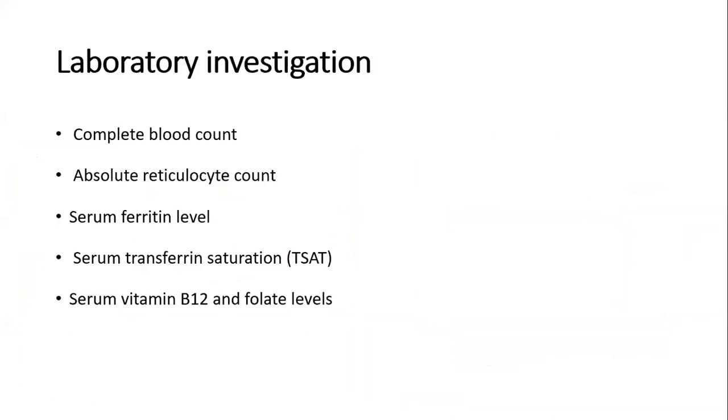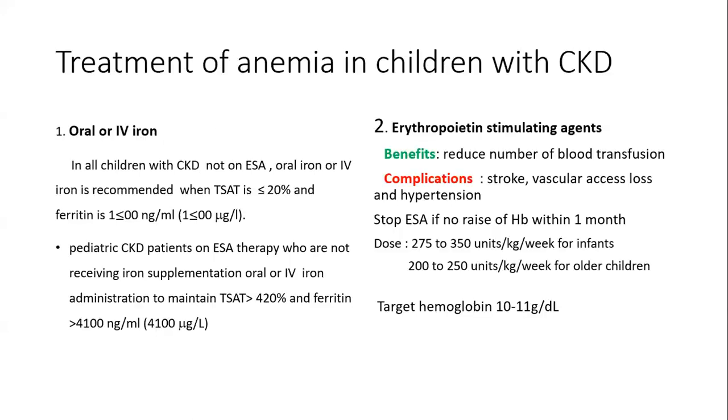So which laboratory investigations can you do? Some of them you can get very easily. We do a complete blood count, and you see the hemoglobin level and the MCV. You can do an absolute reticulocyte count to know if you have bone marrow suppression or not. You do ferritin levels, serum transferrin saturation, and serum vitamin B12 and folate levels to know where we are. So now, what is the treatment?